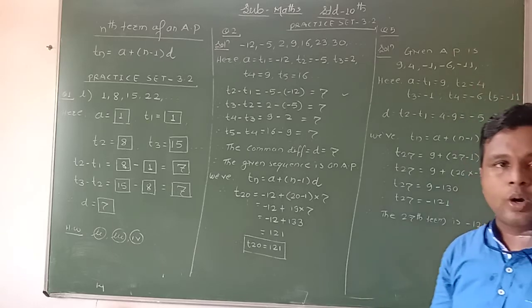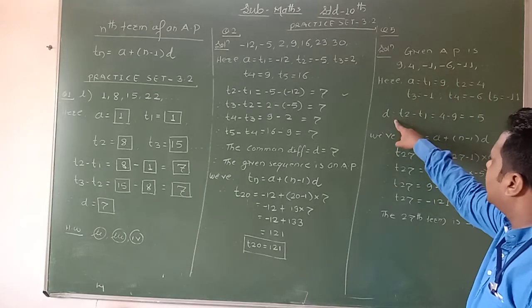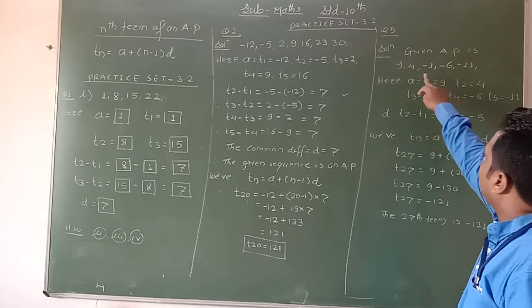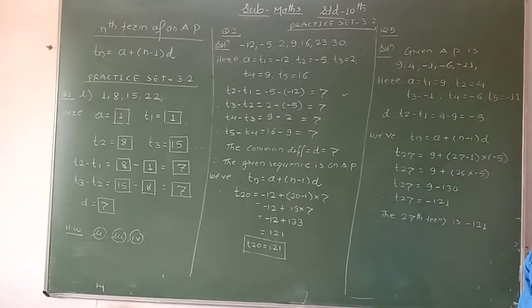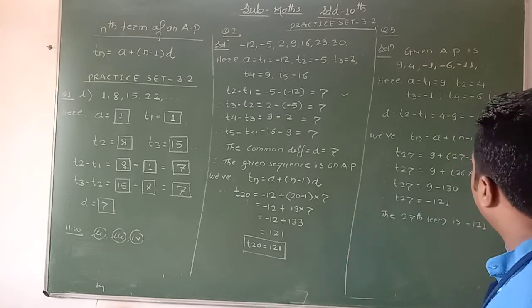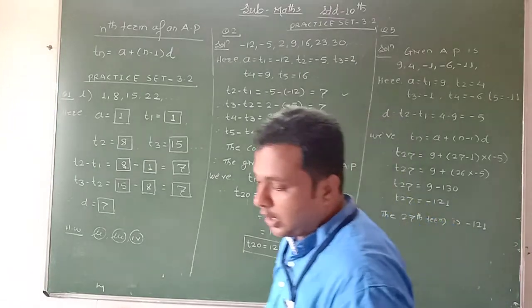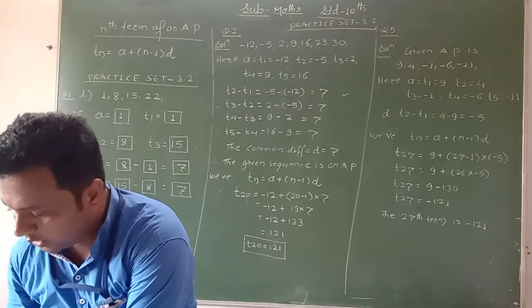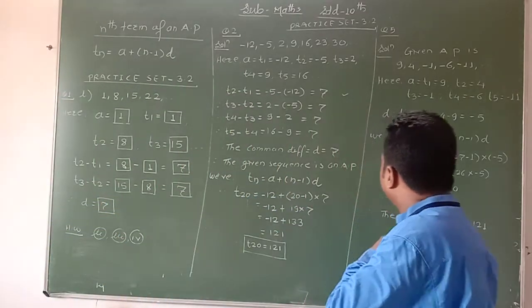First we find the common difference. Therefore the common difference for the arithmetic progression is second term minus first term, which is equal to 4 minus 9, which is equal to minus 5. Here we get the common difference for the arithmetic progression as minus 5. In this question we have to find the 27th term for the arithmetic progression.